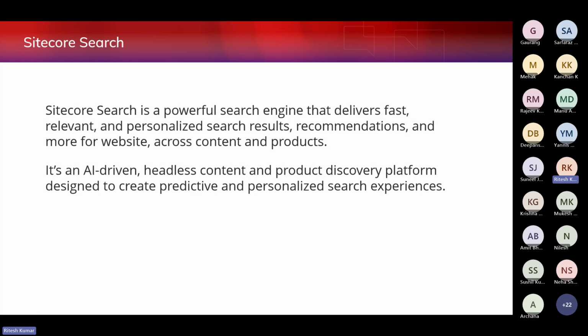I'll quickly jump in. It's a very basic definition just to set the level ground. Sitecore Search is an AI-driven headless content and product discovery platform. It is not just a keyword search box. It's designed to deliver fast, relevant, and personalized search results across content, product, and recommendation. And you will see that so far, searches have been more around site search and content search, but now it's going to the next level, where search also covers product search and recommendations.